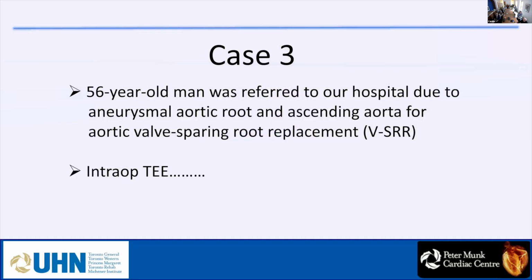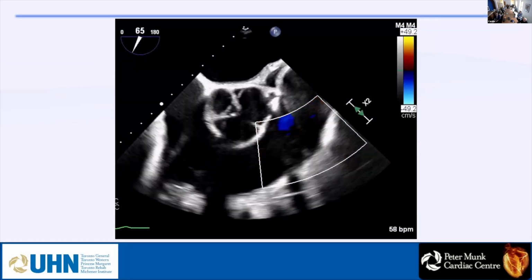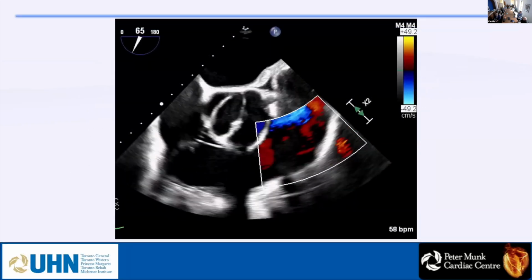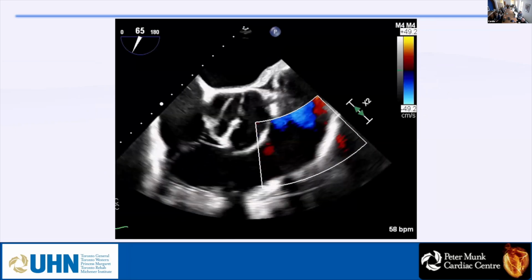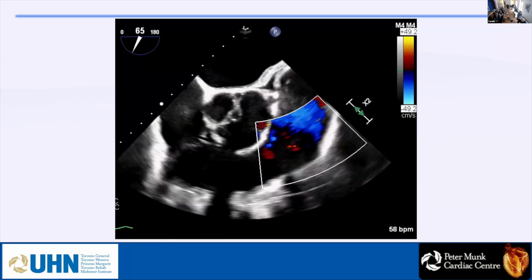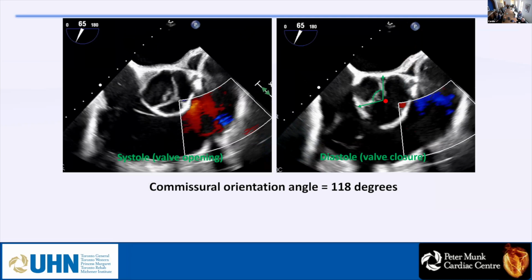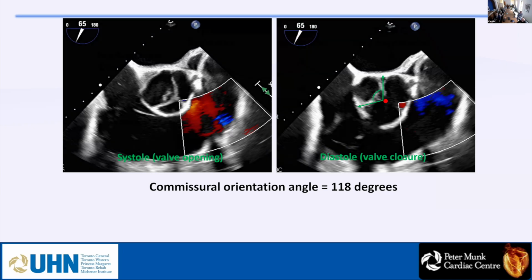Case number 3 is another case of bicuspid. So this is not a good valve to be repaired. You see, this is a bicuspid, but the valve is very asymmetric. If I measure this angle, see, is it like this? It's 118. This case was done just last week. And this is an example of a valve that cannot be repaired and should be replaced.